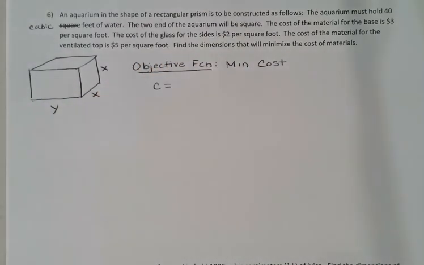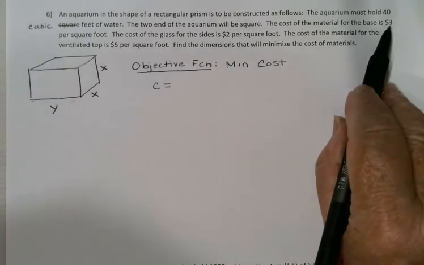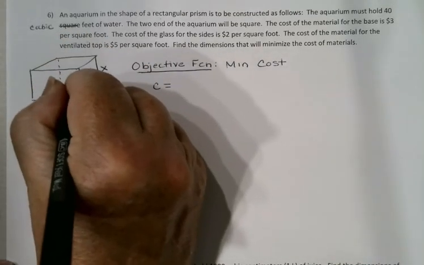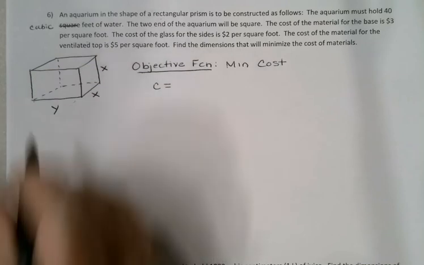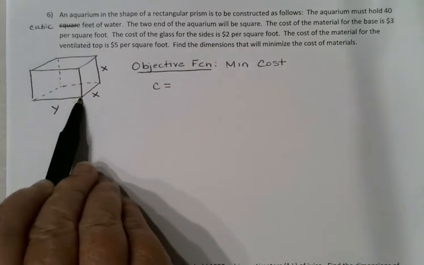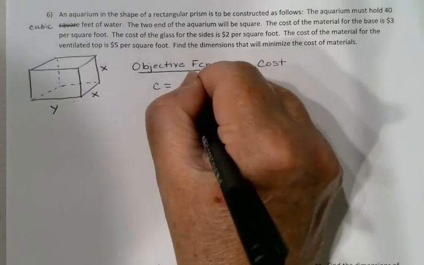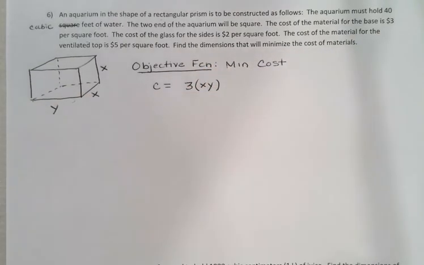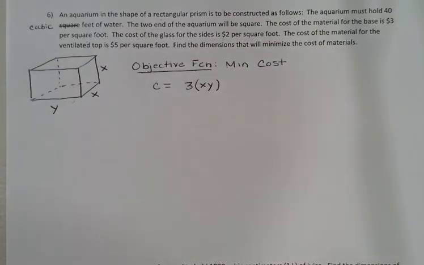All right, how am I going to write down a formula for the cost? Well, I'm going to have to figure out the cost of each side. So let's start with the base, the bottom. The bottom costs $3 a square foot. And notice I didn't put all the little dotted lines in here, but I could do that. The area of that bottom part would be x times y. So $3 a square foot for an area of xy. That takes care of the cost of the bottom.